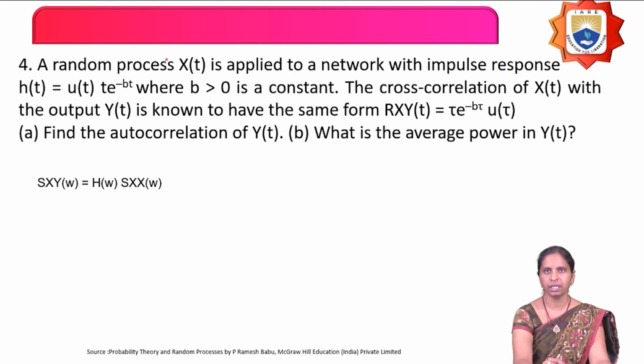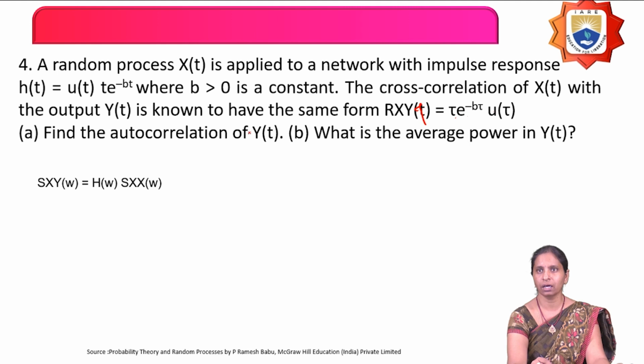Next, what they are given here: a random process x of t is applied to a network with impulse response h of t equals u of t into e power minus bt, where b greater than 0 is a constant value. The cross correlation function of x of t with output y of t is known to have the form Rxy of tau equals tau into e power minus b tau into u of tau. Find the autocorrelation function of y of t, and then the average power in y of t.